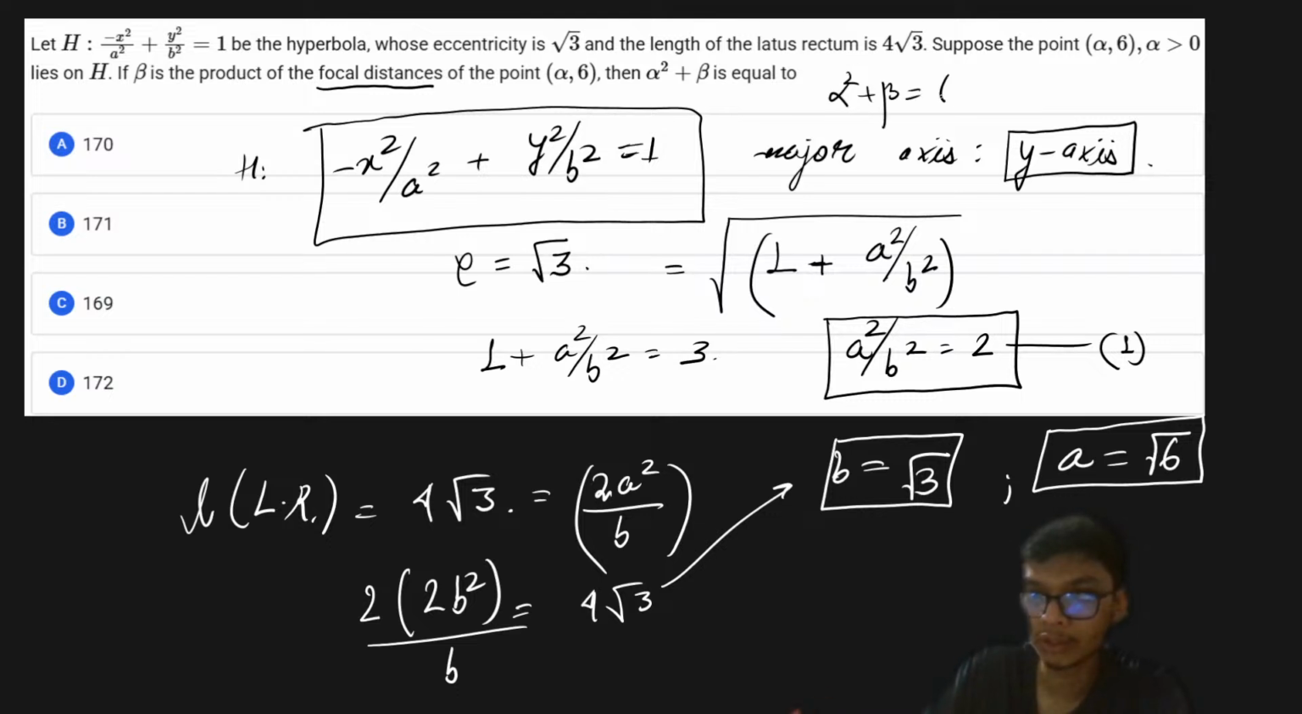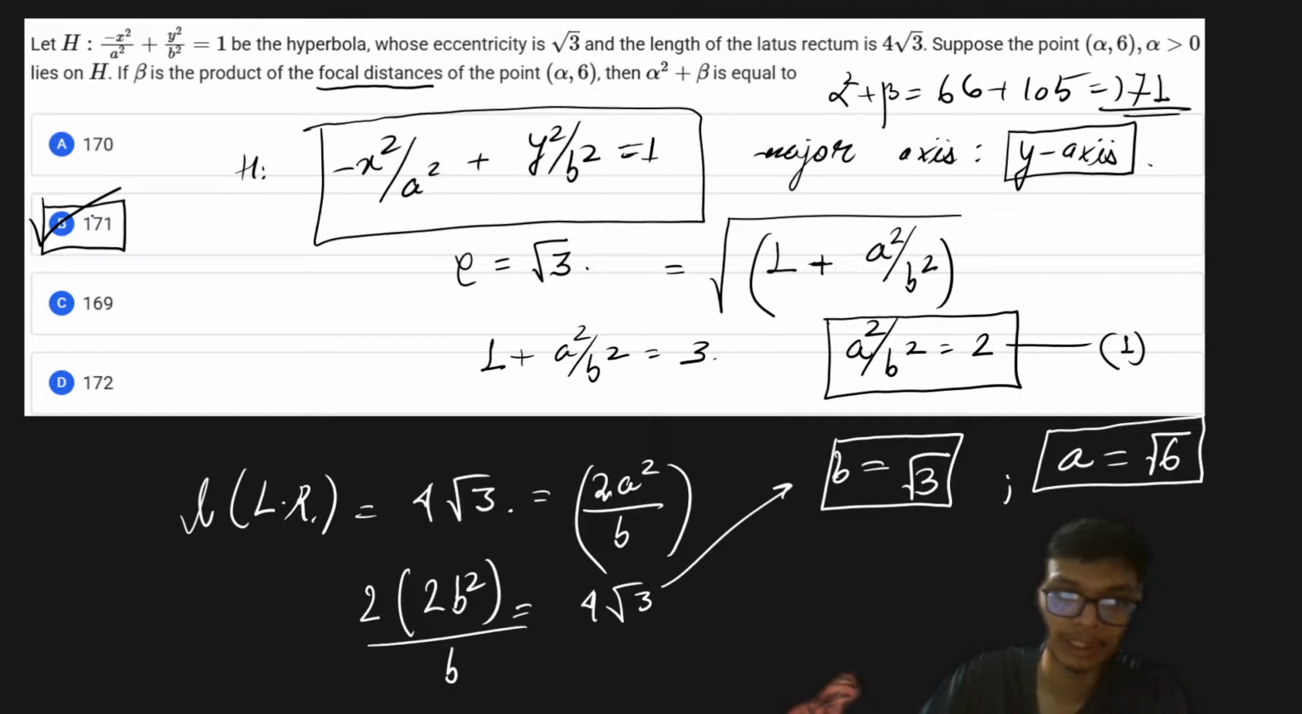So alpha square plus beta is going to be 66 plus 105, and that is going to be equal to 171. So from this, you will have option number B as our correct answer for this particular problem.